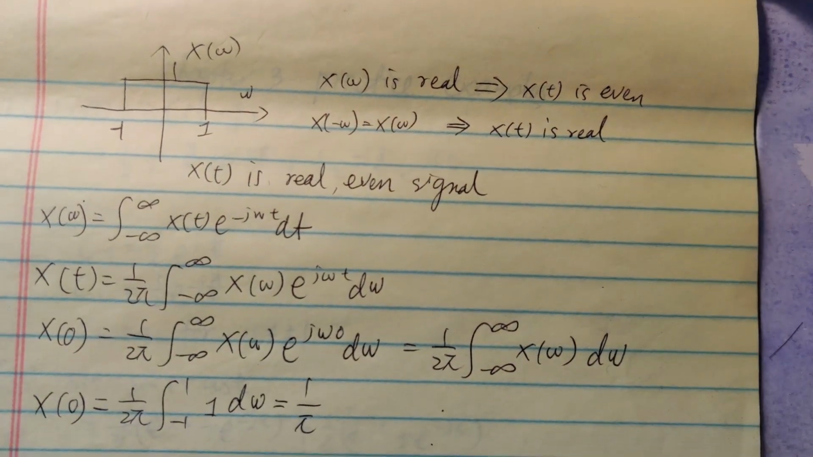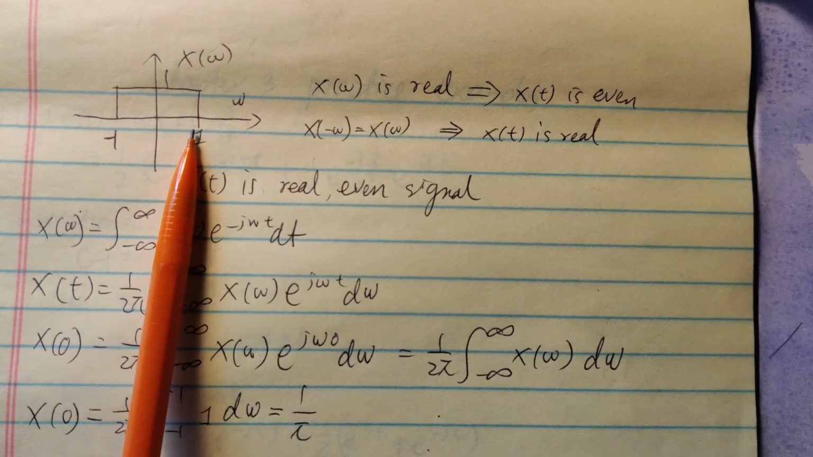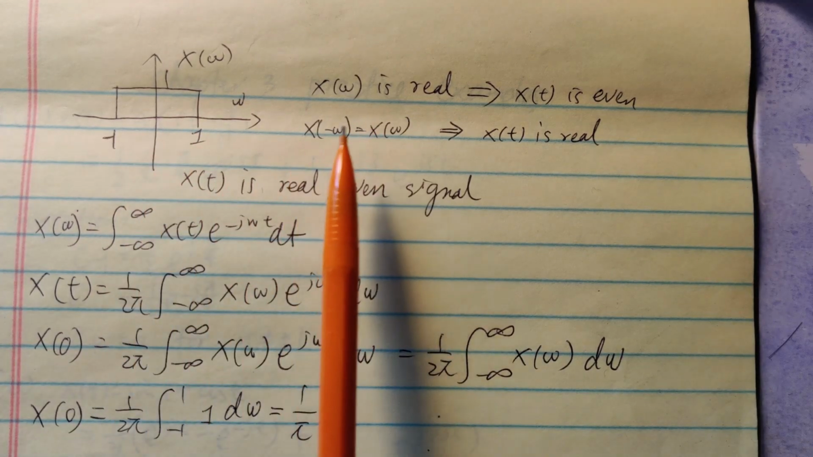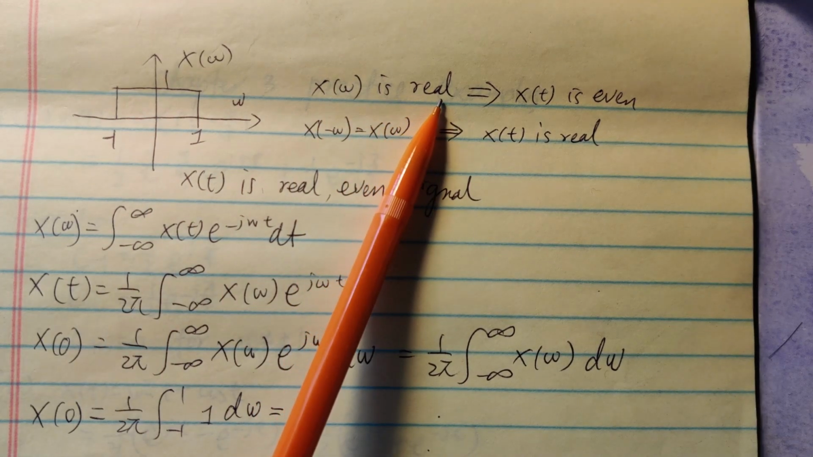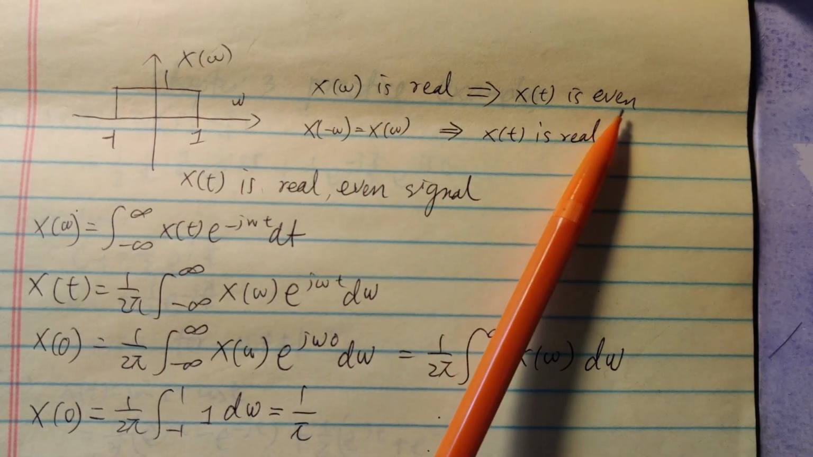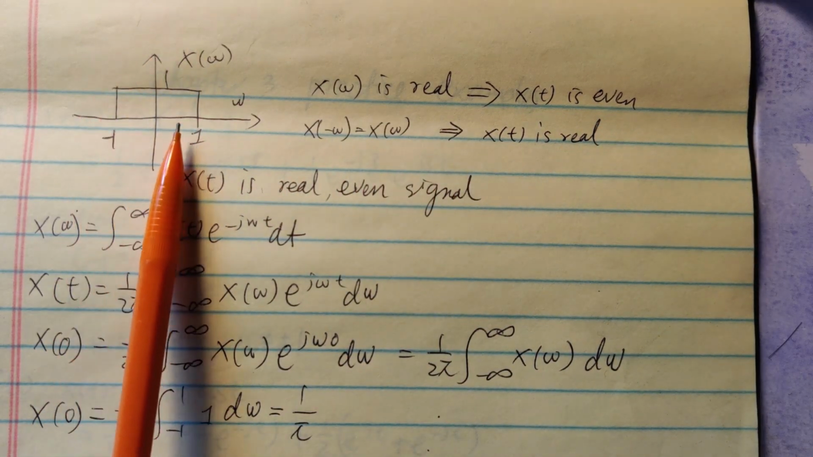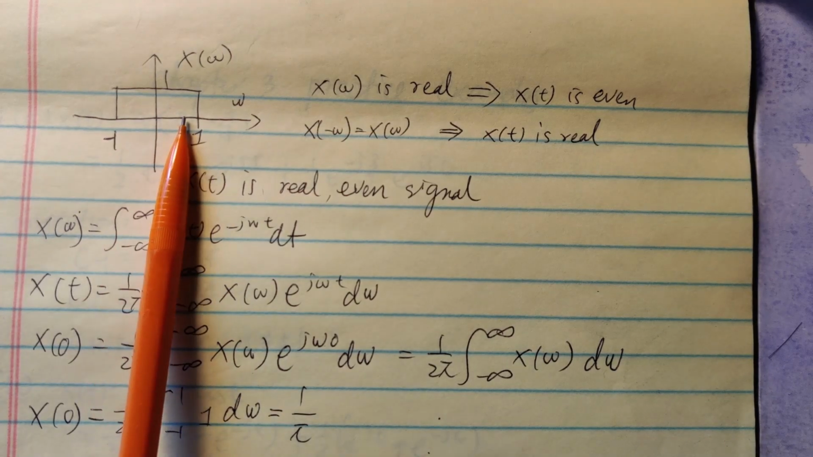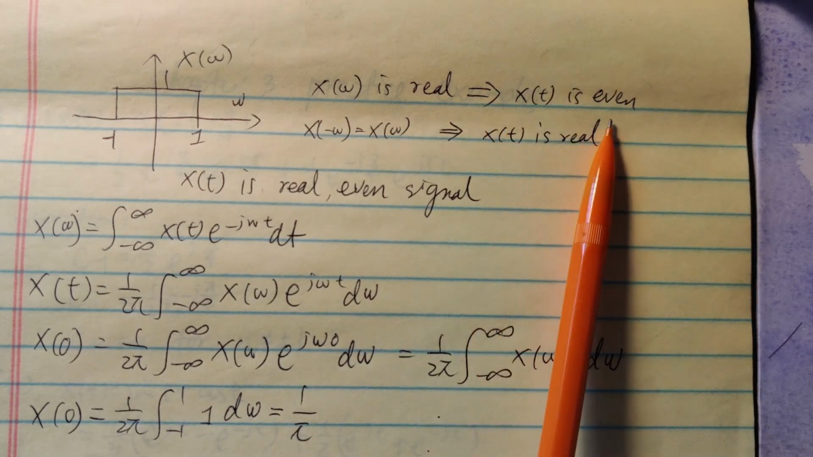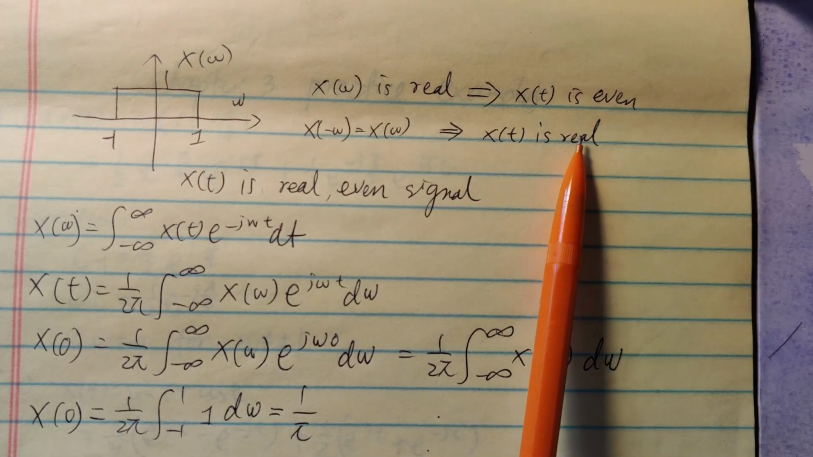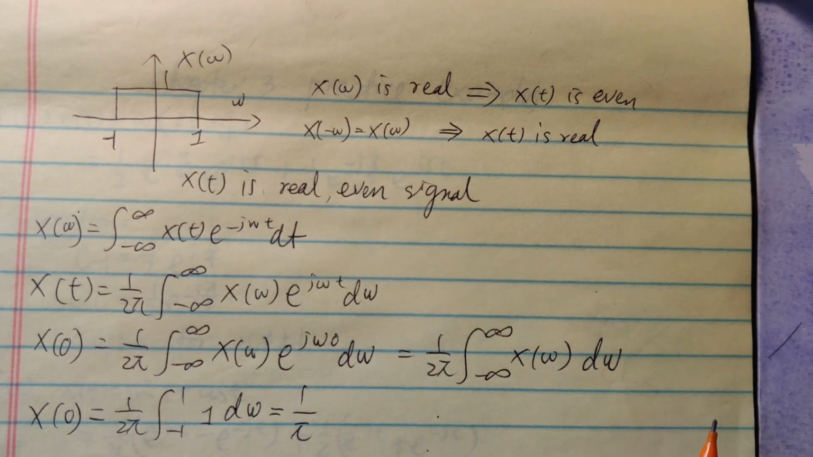Okay, over here, so we have X(ω), right? A Fourier transform is given. If you look at this one, X(ω) is real, right? If X(ω) is real, we know the original signal x(t) is even symmetric. And the Fourier transform is even symmetric, right? So that tells us x(t) is real. So combining those two, we get x(t) is an even and real signal.